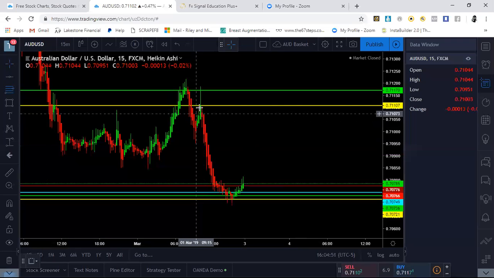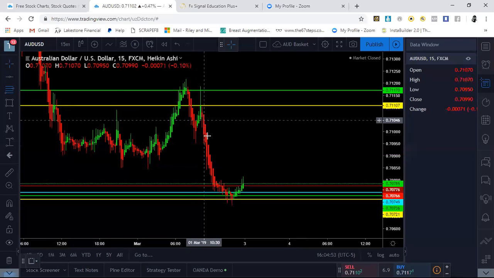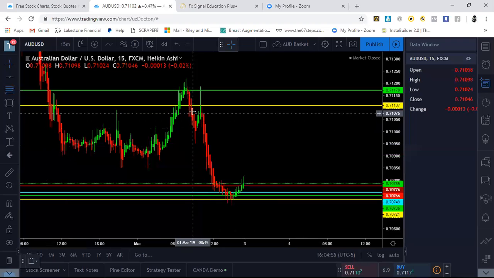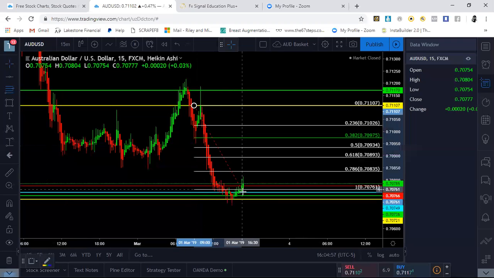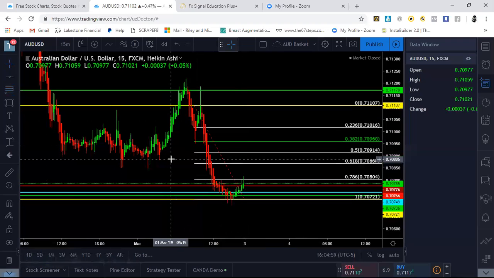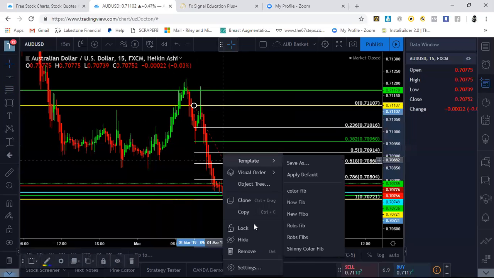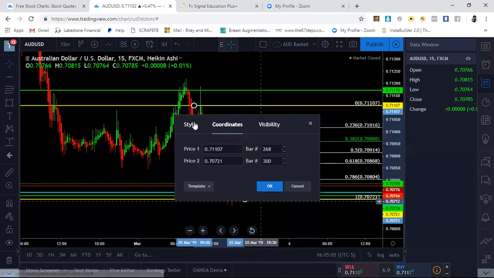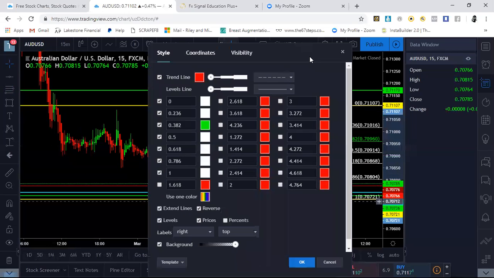So this is an obvious downtrend. So on our fibs, we want to draw from our high to our low on a downtrend. An uptrend would be from the low to the high. Something I want to show you in your settings, okay? This is what we use.